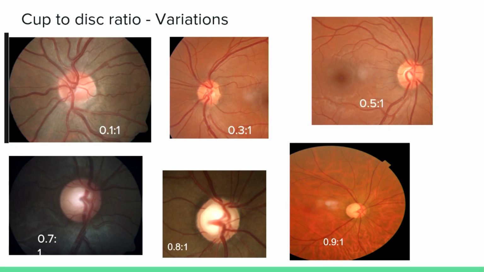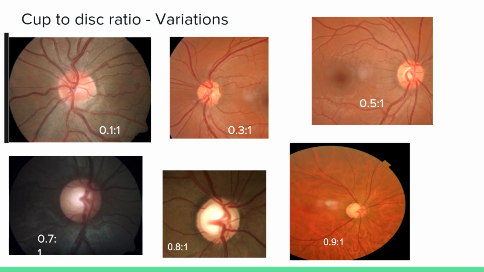Now, variations in cup disc ratio. In the first image, you can see the cup disc ratio is 0.1 because the cup is quite small. In the second image, you can see the cup disc ratio is 0.3.